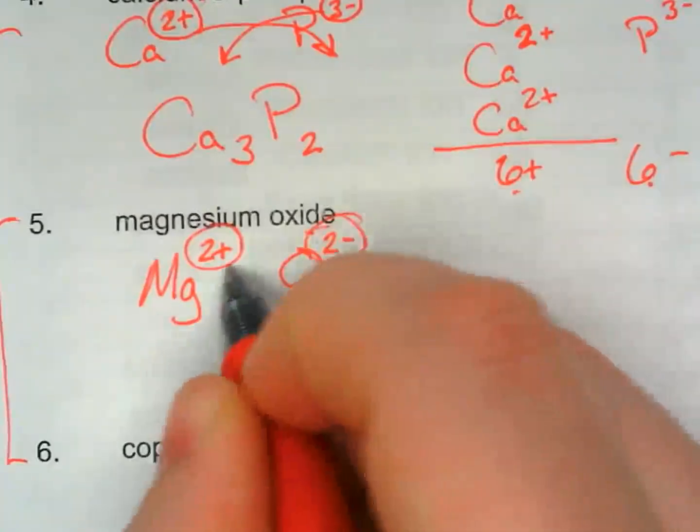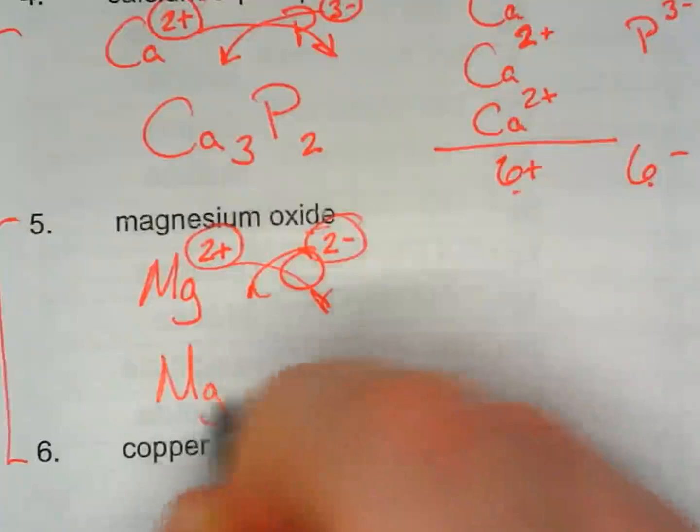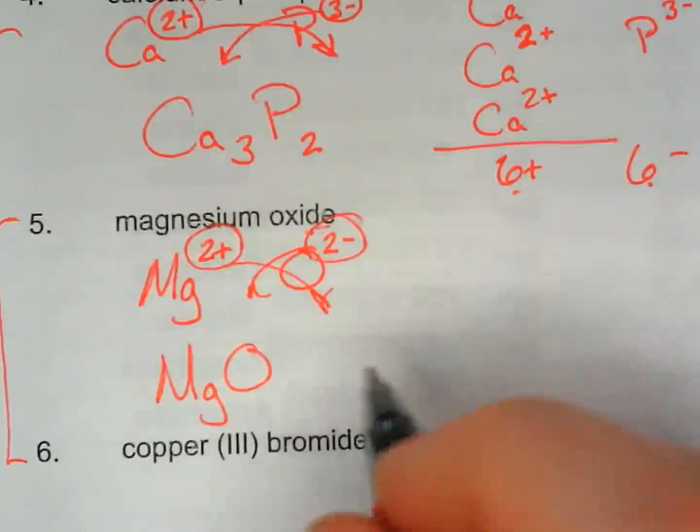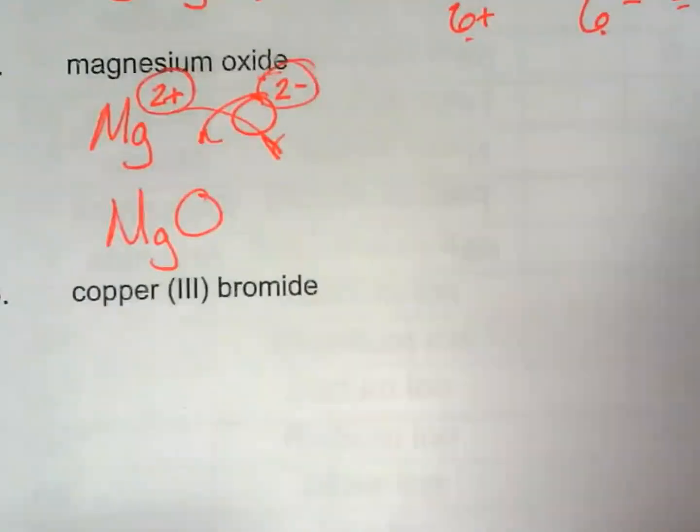Circle them. Crisscross. And then freeze. Everybody clap your hands. We're done with this one. Okay. So now what do we do with transition metals?